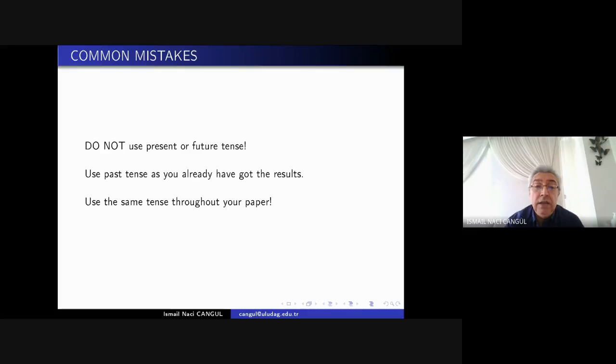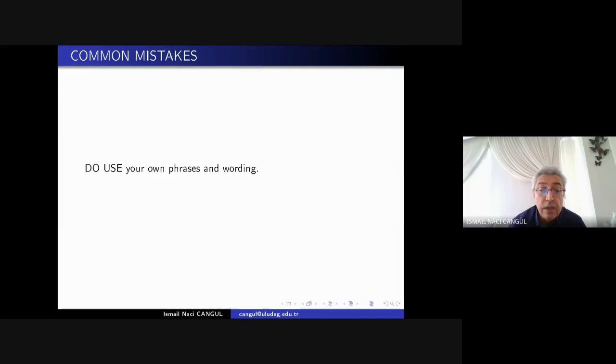Another common mistake is the use of tense. Do not use present or future tense. Use past tense: we did, we proved, because you already got the results. So use the same tense throughout the paper. Sometimes future, sometimes present, sometimes past looks very bad, believe me.